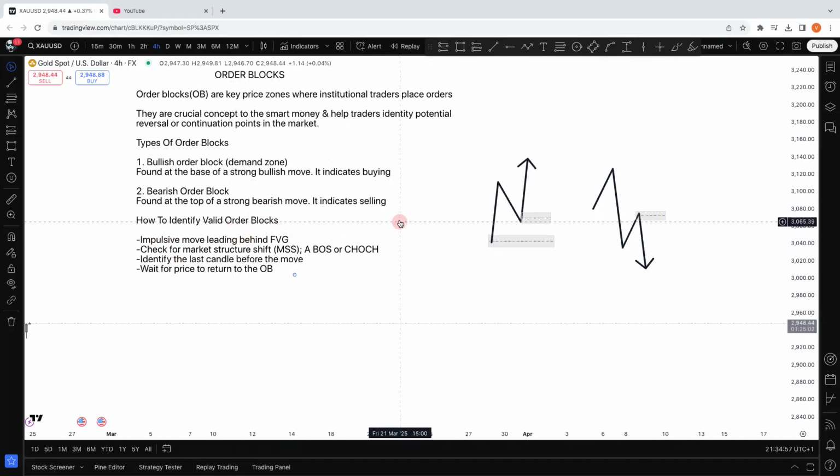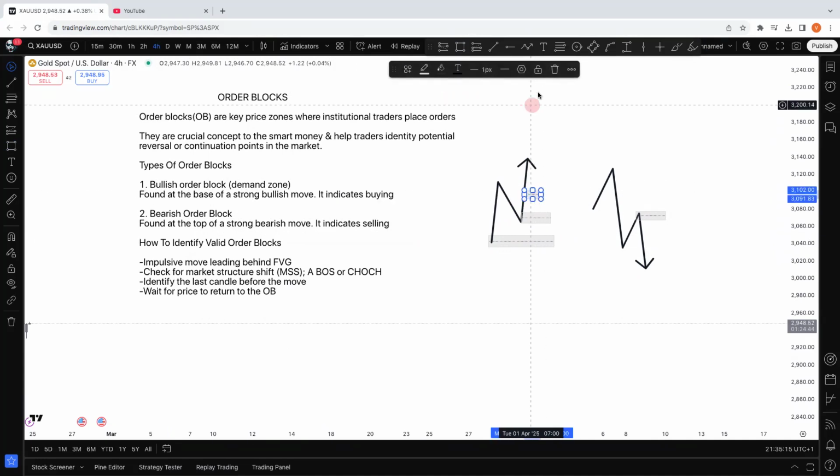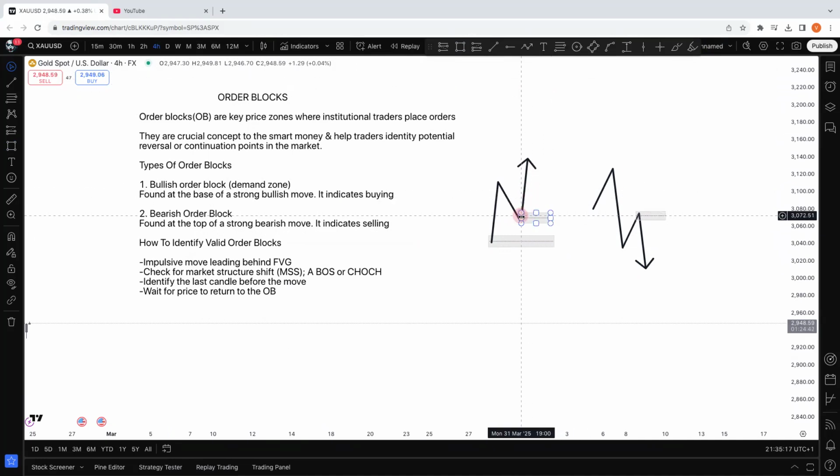Number one, ensure there is an impulsive move. Look at the order blocks I used in this scenario. You can see how price moved impulsively afterwards. There has to be an impulsive move to the upside, leaving behind imbalances, spaces in between candles. So if your order block does not have an imbalance, it's not so valid.